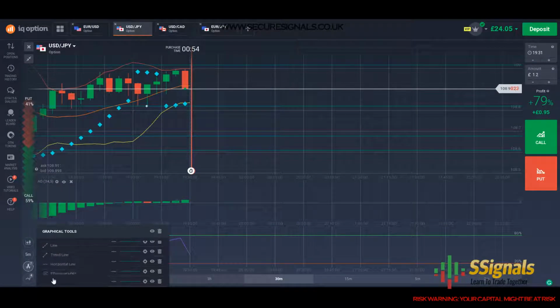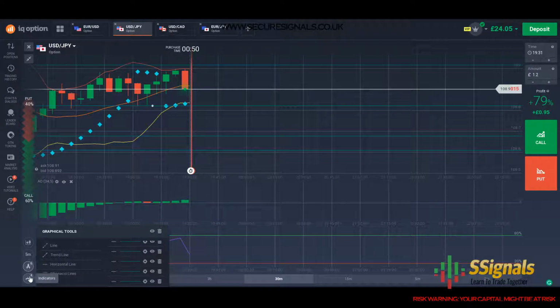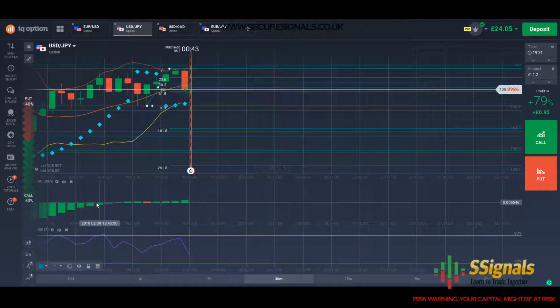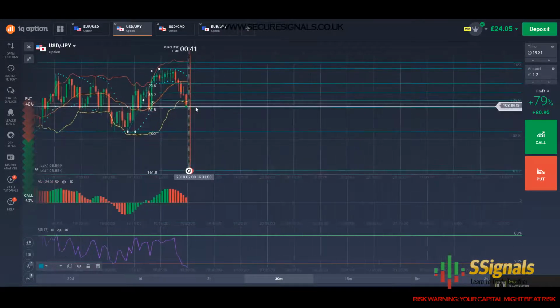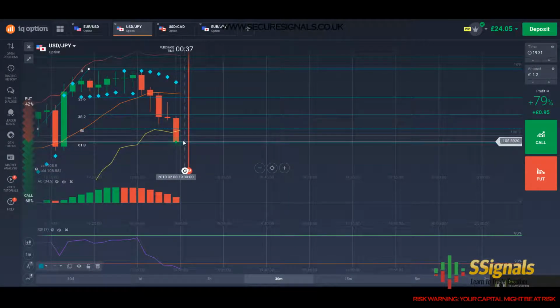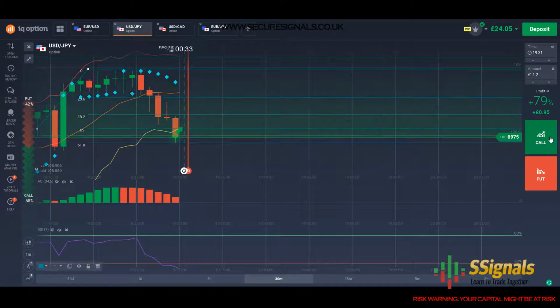Okay, so perfect leg here. Pretty much a perfect setup for fib. Okay, so he's literally almost hitting the 61.8. So basically on the close of this candle, we're just going to enter a 1 minute put. So as soon as it gets to 30, we're just going to enter for 1 minute.